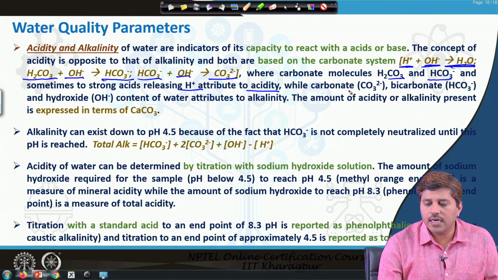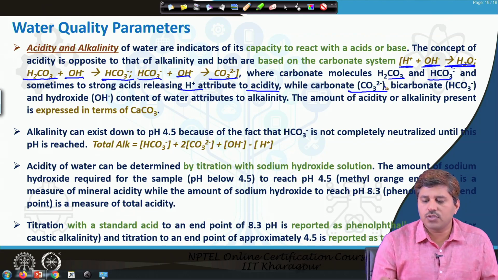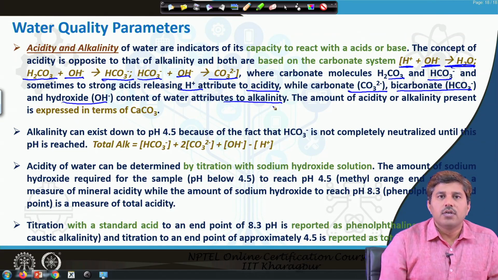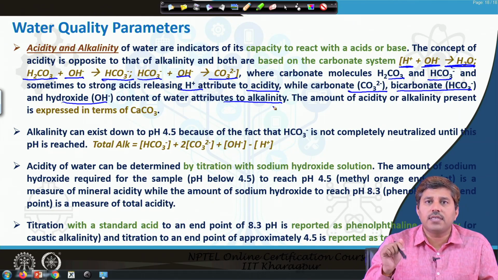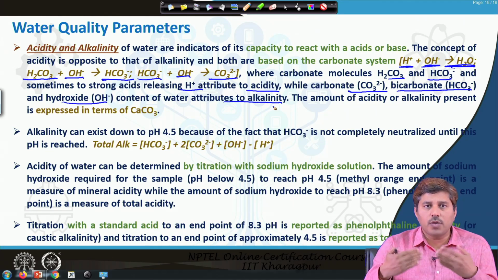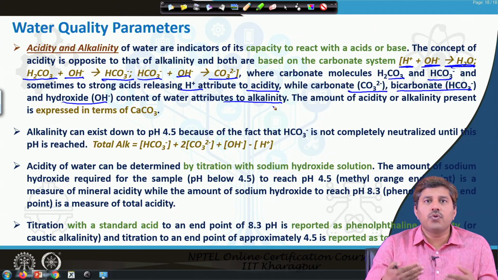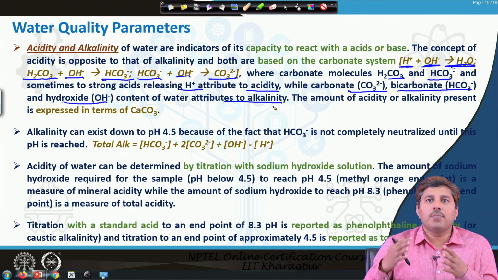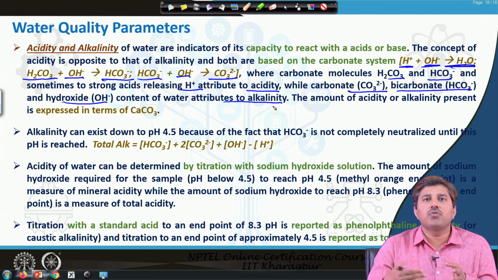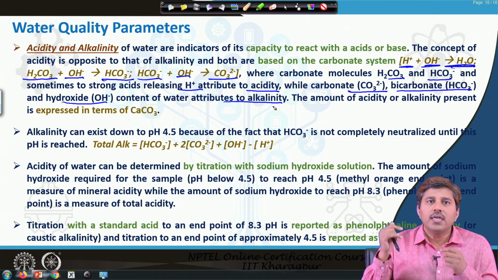while the carbonate, meaning CO3 minus 2, and bicarbonate HCO3 minus or hydroxides contribute to alkalinity. So, that means if water has H2CO3, HCO3 minus and H plus in the predominant form, you will see that it is more acidic, whereas if the carbonate, bicarbonate or hydroxides are in the dominant form, then we will see that it is more of an alkaline water. The alkalinity can exist down to pH 4.5.